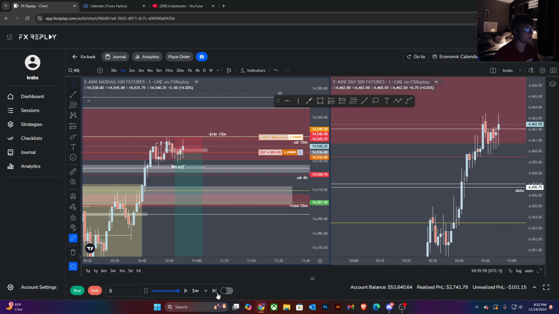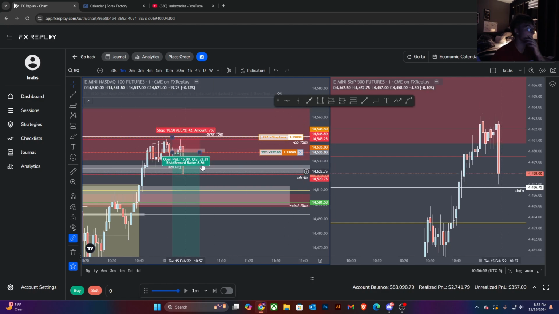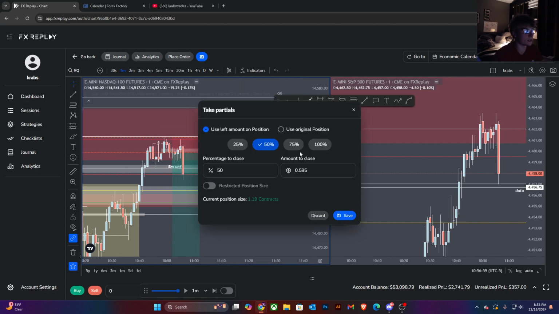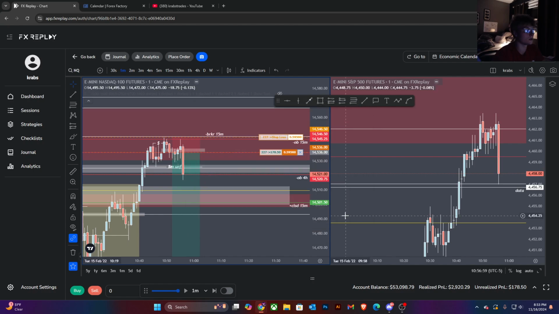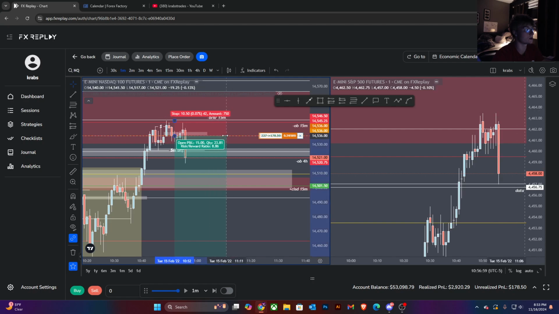So if you guys ever get that issue, that FX Replay closes your trade when you take partials, just take your partial first and then move to break even. I think that's what the main issue is. But yeah, we could definitely reverse here.